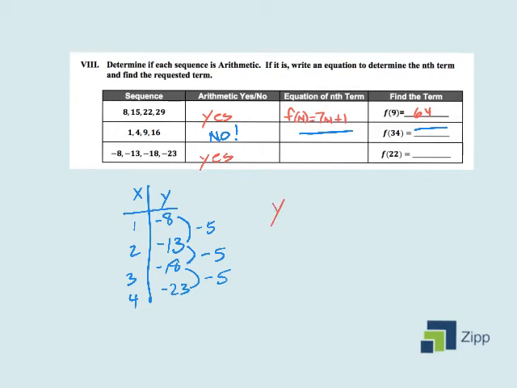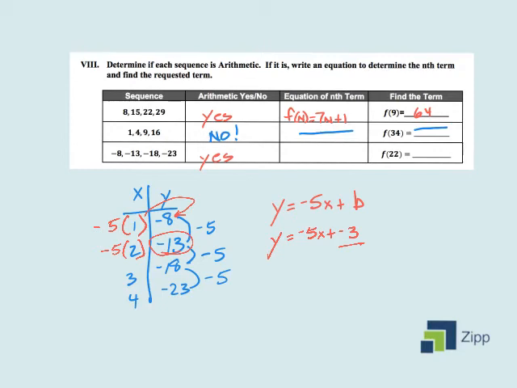So I'll write y equals -5x plus b, and I don't know what that b is yet. But if I go negative 5 times 1, that gets me to negative 5. And from negative 5, how do I get to negative 8? Well, I add negative 3 more. So let's put negative 3 in for b. Let's check to make sure it works. Negative 5 times 2 is negative 10, plus 3 more is negative 13.